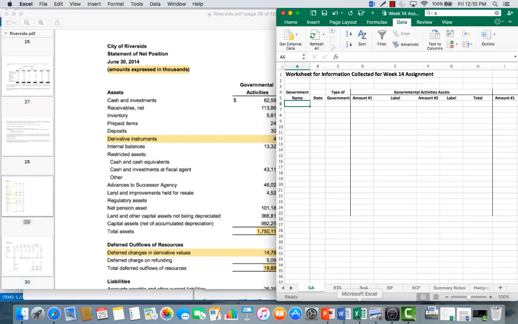So looking back at that Excel file, on the very first tab, which is for the governmental activities, the very first thing you need to enter here is the government name. So it's Riverside, it's in the state of California. And then type of government, we've got a drop down here, and you've got a choice among 5. This one's a city.